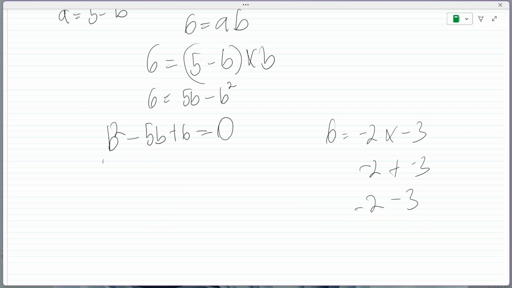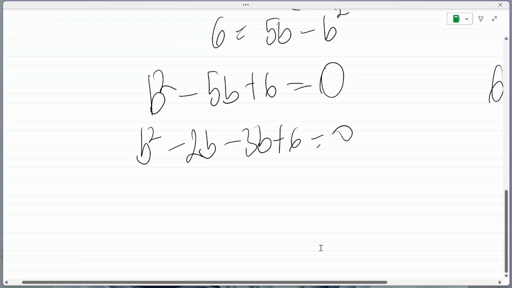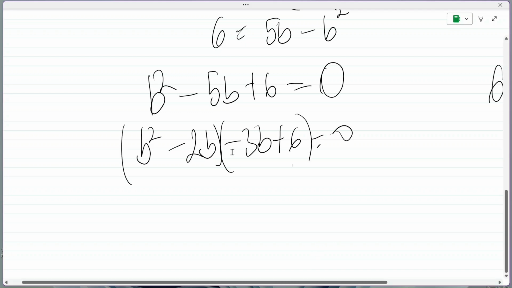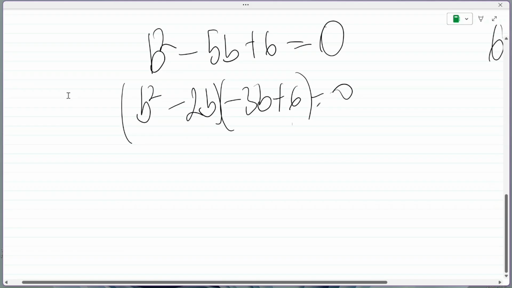So we have it as b squared minus 2b minus 3b plus 6 equals 0. We group them in twos, this and this. Note, this 3b owns this minus, so we're grouping with the negative. What's common in these two? We have b here, and we can also get b here. So we take out b.